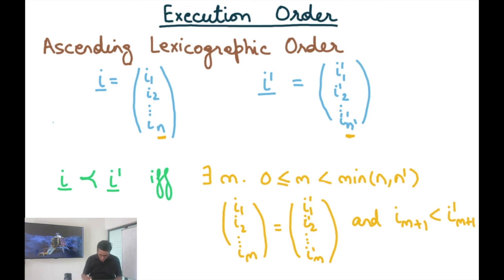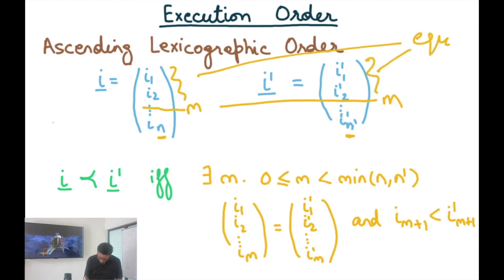And so the definition of lexicographically ascending is identical. I is lexicographically less than I prime if and only if there exists some index m, such that m is less than n and m is less than n prime, such that all the elements up to m are equal, and the (m plus 1)th element is less. And this is exactly what the dictionary order says, right?